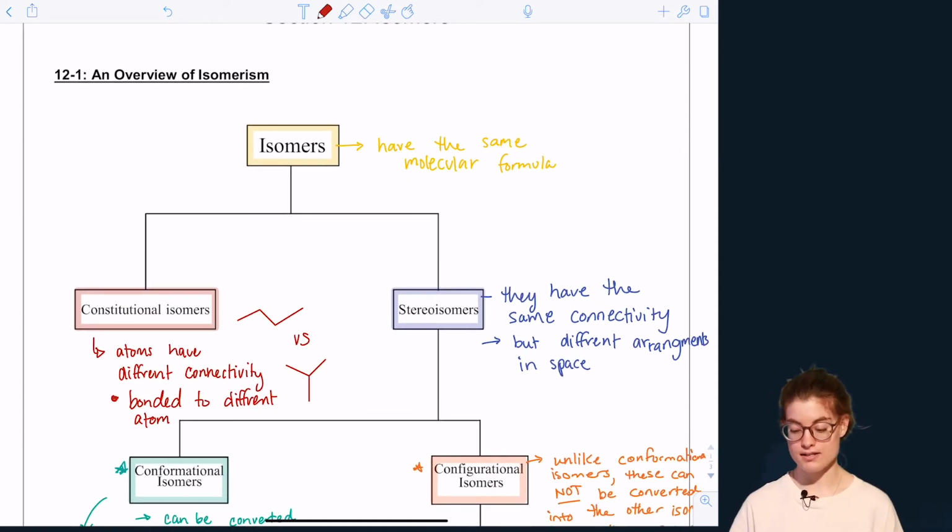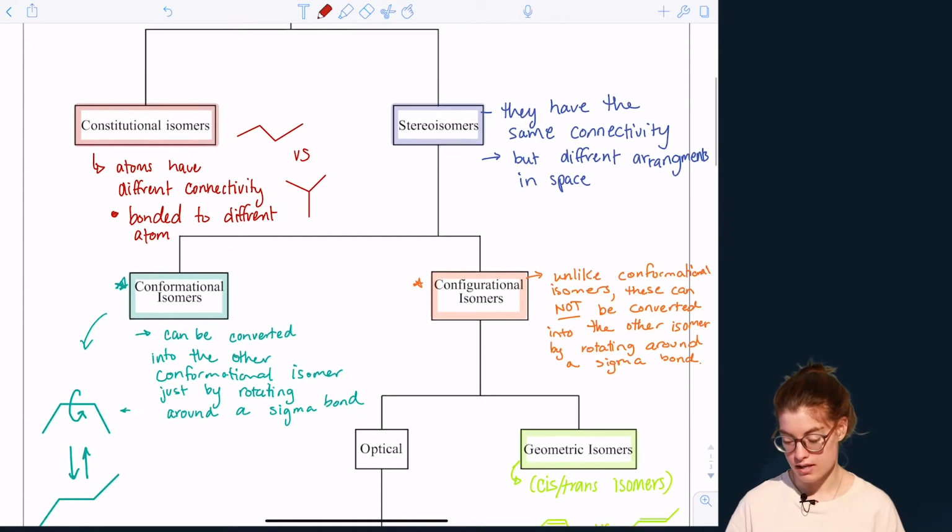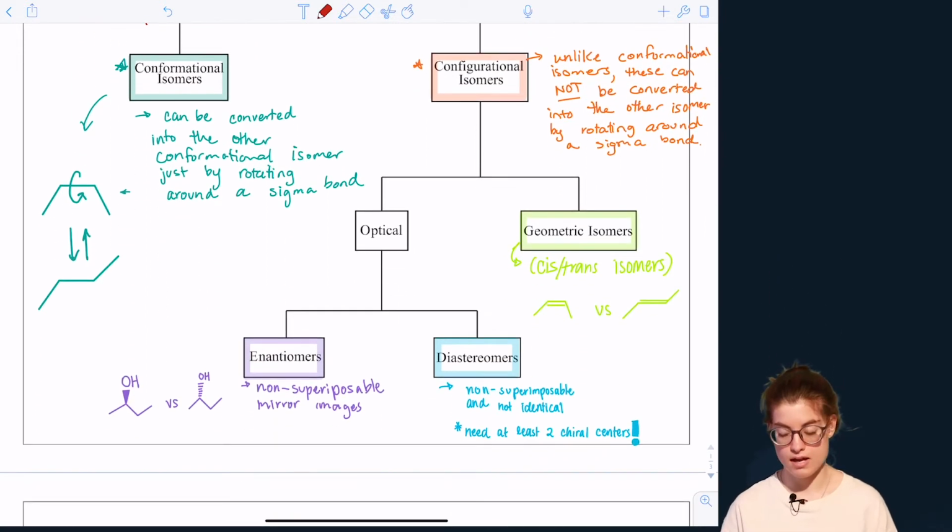Your outline does not have all of this written in, so if you want to pause the video as I go through, you can definitely do that and write it all in.